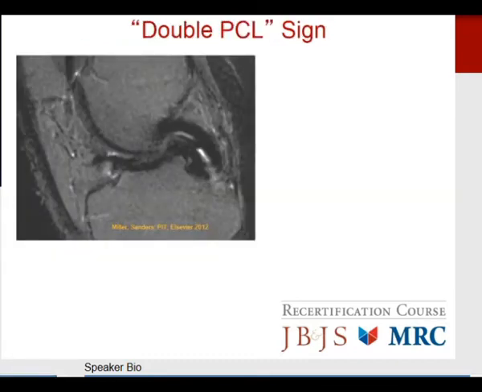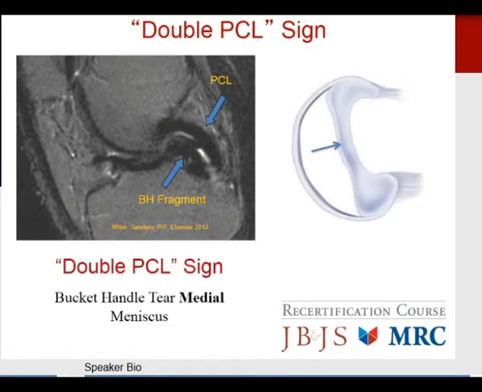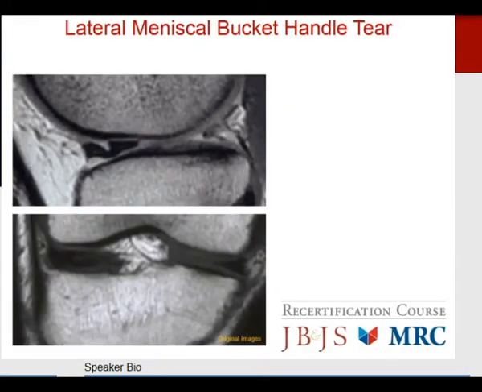Two of the most common signs we see, and that often show up on examination, is the double PCL sign, and this is specific for the medial meniscus bucket handle tear. Here we see the normal appearance of the PCL, and then you see a second structure just inferior to it that looks like a second PCL, and this is actually imaging through the displaced bucket handle tear. And again, if you see this sign, double PCL in the sagittal imaging plane, this is indicative of a tear of the medial meniscus.